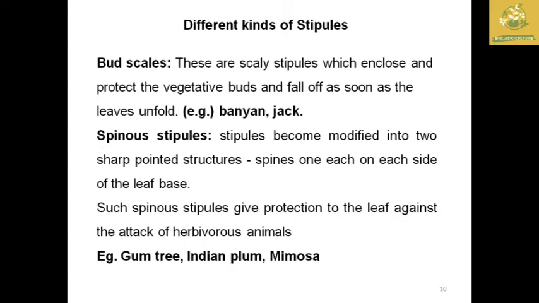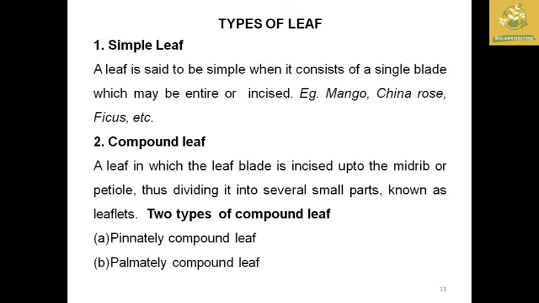And spinous stipules. These are used for the protection of the leaf against herbivorous animals. For example, in gum tree, Indian palm, and mimosa, spinous stipules are present. So they are known as spinous stipules.